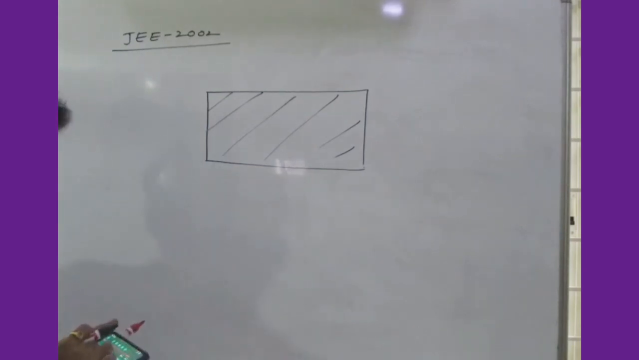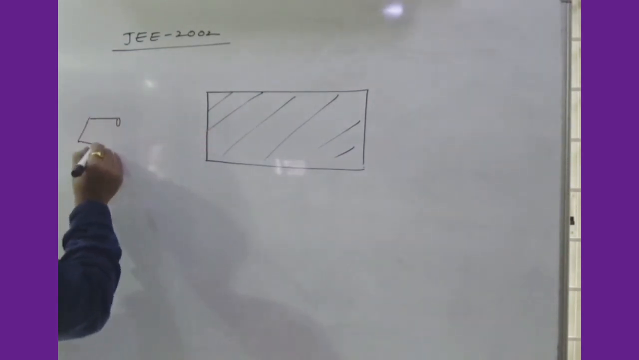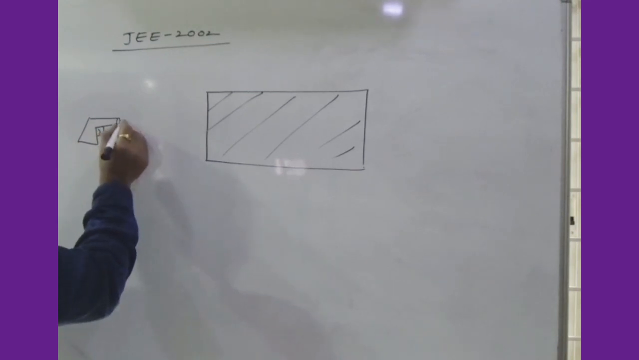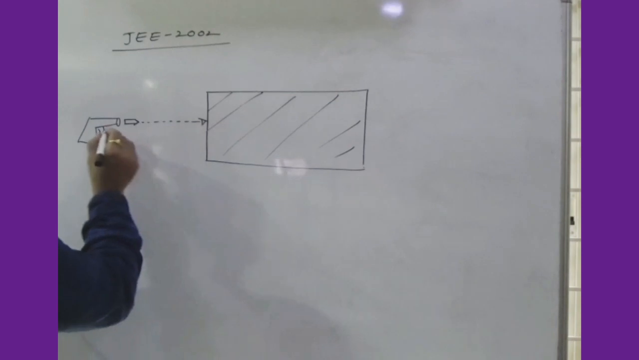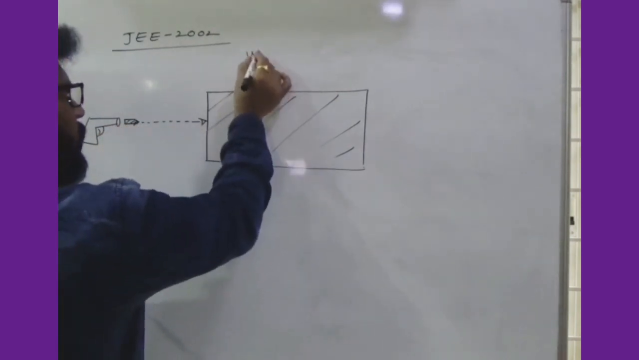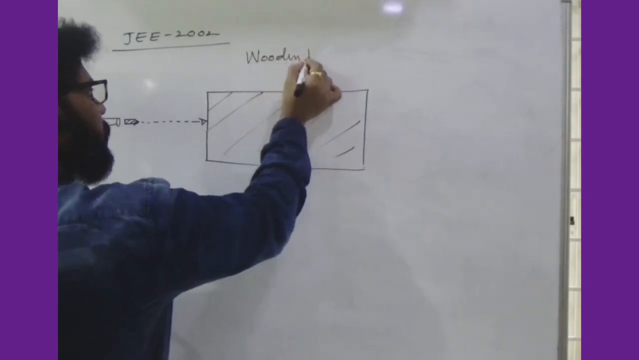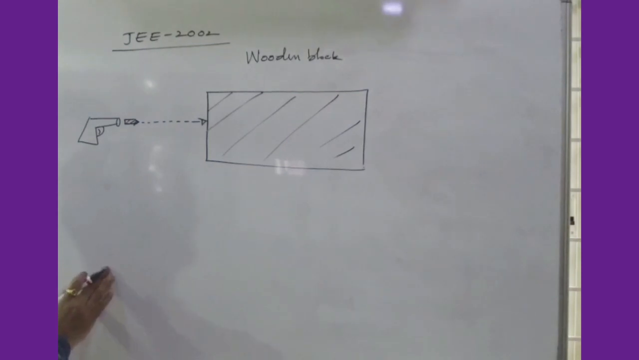So a body loses half of its velocity on penetrating 3 centimeters, penetrating through a distance of 3 centimeters. Now this is nothing but a bullet fired into the wooden block. So he's saying that it loses half of its velocity.